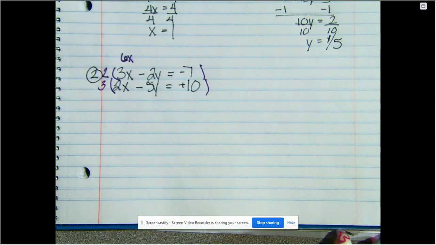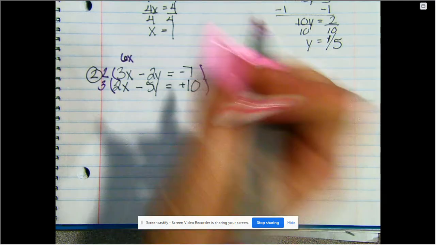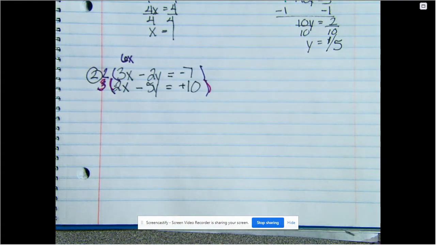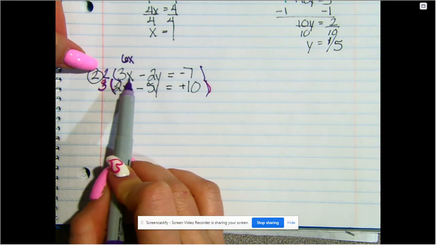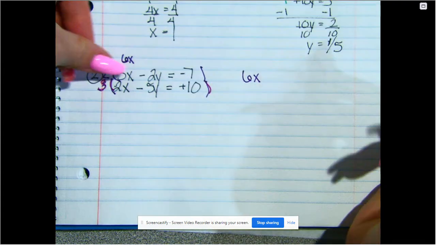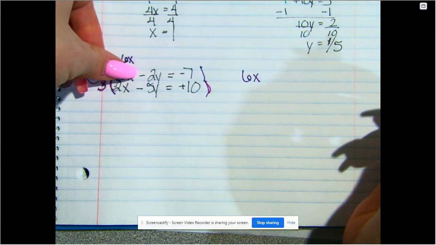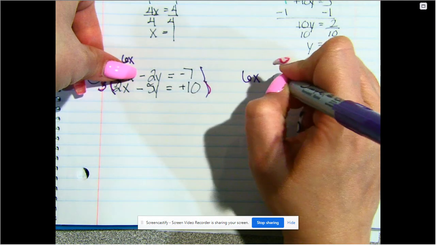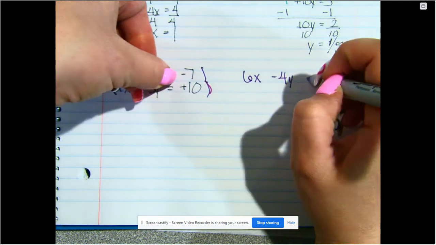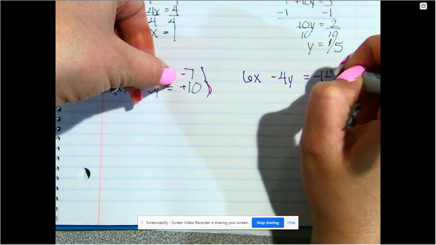Okay, hopefully I didn't lose you just yet. Maybe I should do 2 different colors. Do this set in pink and the top set in purple. Okay, so 2 times 3 is 6x. Okay, 2 times -2, make sure you include that. It's -4y, that's subtraction sign. 2 times -7 is -14.